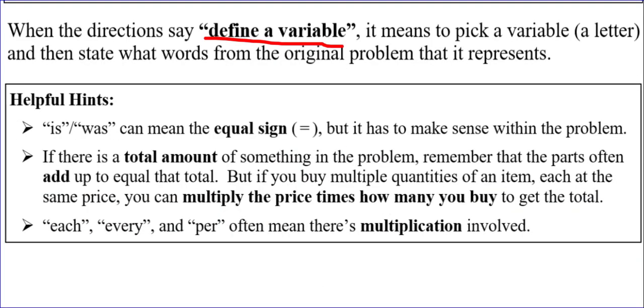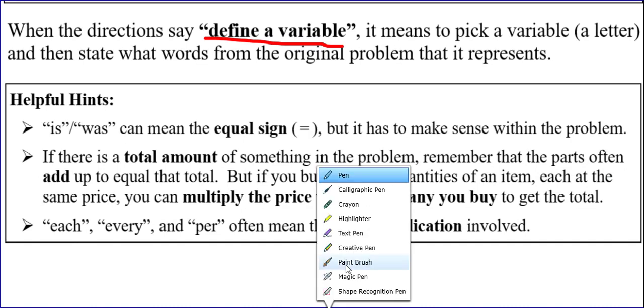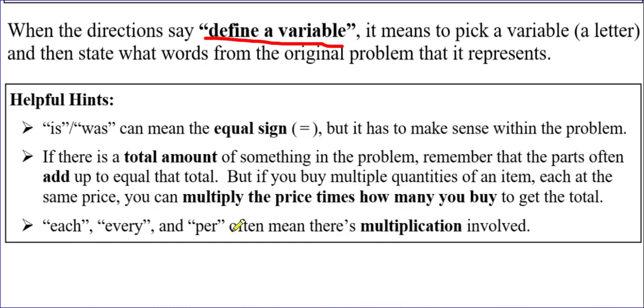Now, some helpful hints. The words is, or the past tense version of is, was, those words can mean the equal sign. But sometimes you're going to see the words is or was where it doesn't make sense for it to mean the equal sign. So you still have to think whenever you write your algebraic equation, does it make sense for me to have an equal sign at this spot or does it not? But that's just something to keep in mind. The word is, the word was, they might mean the equal sign depending on the context of where they are in the word problem. Some other helpful hints.